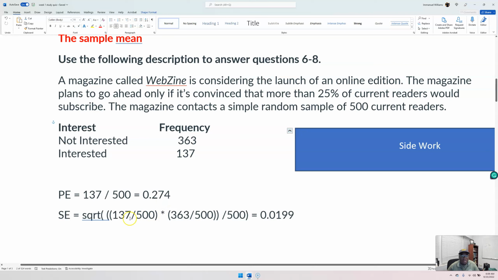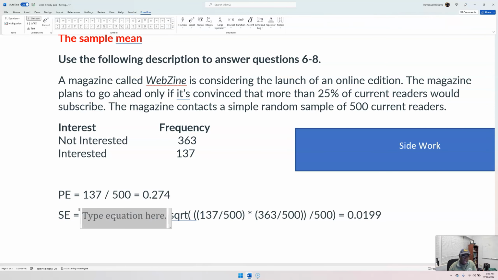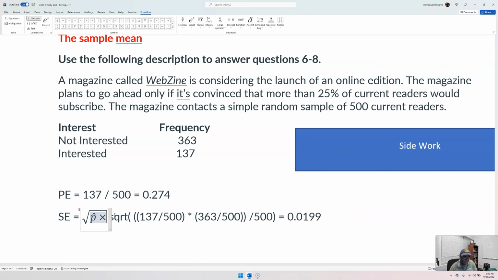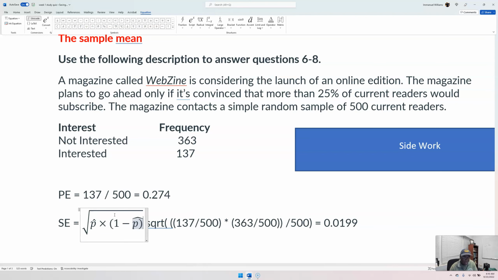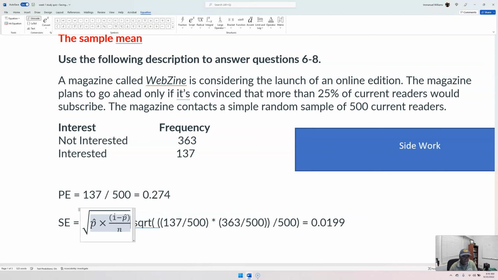And then my standard error. This is really just, let me say, the square root of p or p hat times 1 minus p or 1 minus p hat, and then this is all over n. So sorry, I gotta move this to the top. So that's how I got that answer.